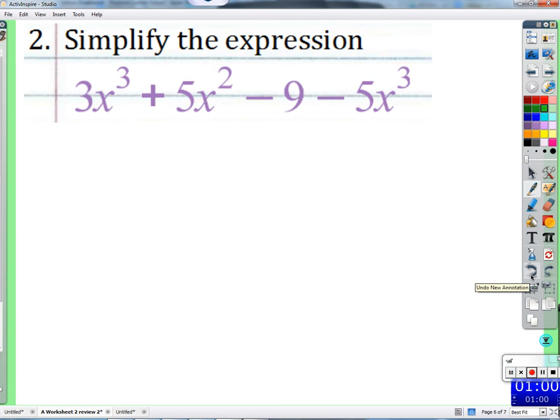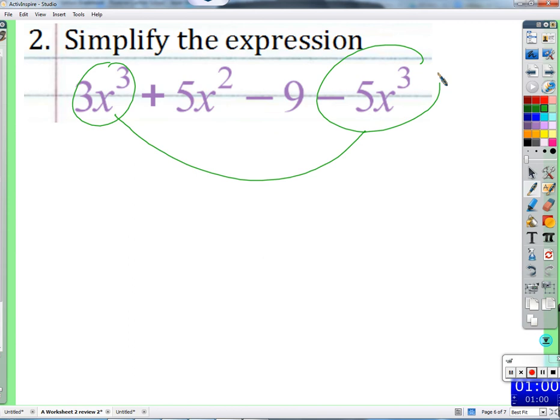So you have to combine 3x to the 3rd, this one, plus 5x, this one, minus 5x, minus 2x to the 3rd. It's 5x squared minus 9.